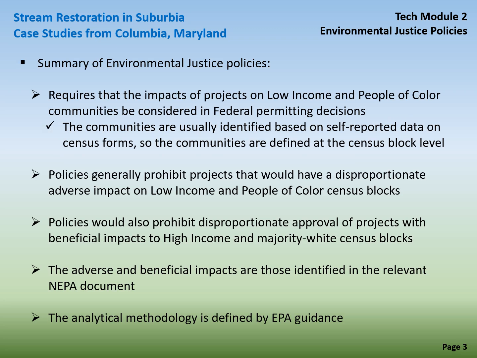So, a summary of environmental justice policies. It requires that the impacts of projects on low income and people of color communities be considered in federal permitting decisions, federal actions in general, but including federal permitting decisions. And the communities are usually identified based on self reported data on census forms. And so these analyses don't really evaluate the effect of a project on an individual or on, say, a housing development, but it's more on the entire census block.